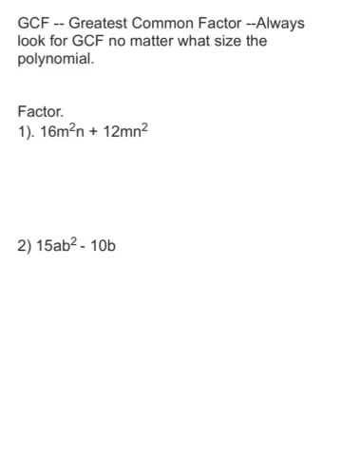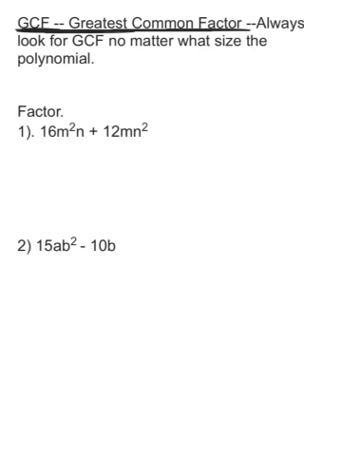Okay, the first thing that we're going to do when we factor, we're always going to start with greatest common factor. Regardless of which type of polynomial you have, you're going to start with greatest common factor. So let's look at a few examples. So the first example, we have 16m squared n plus 12mn squared. So the first thing we're going to do is we're going to figure out our greatest common factor.